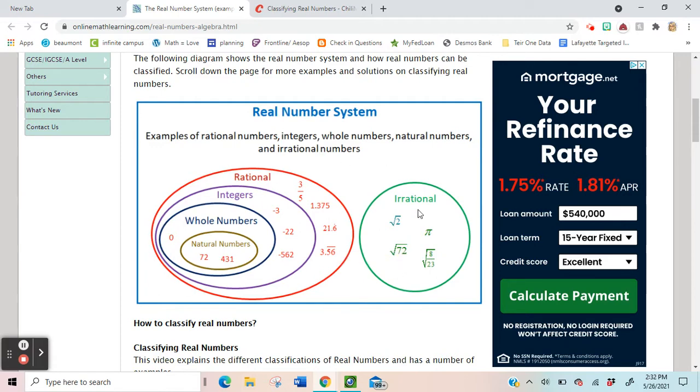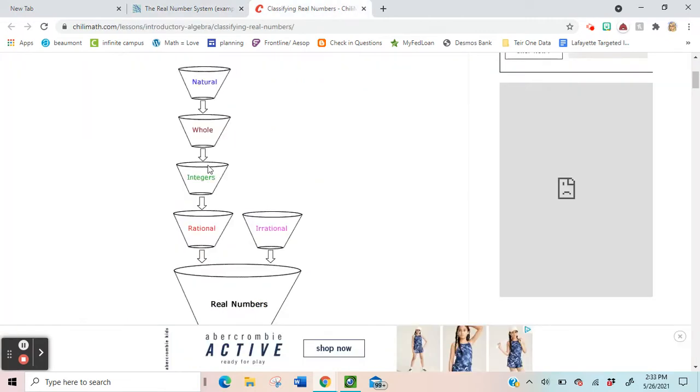So if we wanted to classify our number negative 10, well, it is definitely an integer. It's not a whole number though, because it's not 0 or positive, and it's not a natural number. So the place where it would fall into is integers. And then I'm going to go back over here to figure out the other groups that it falls into. So it's an integer, which also means it's a rational number, which also means it is a real number.